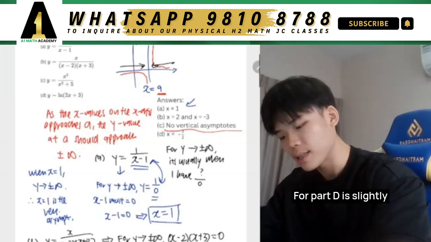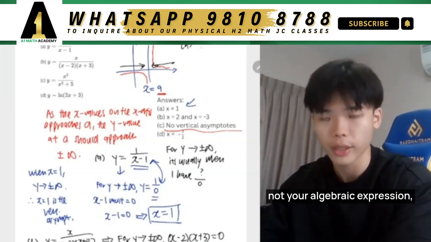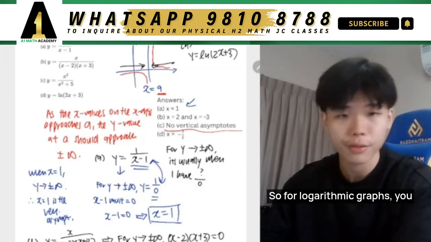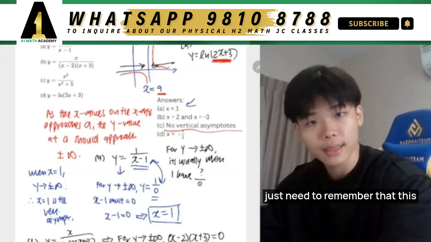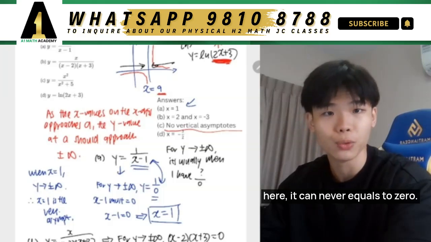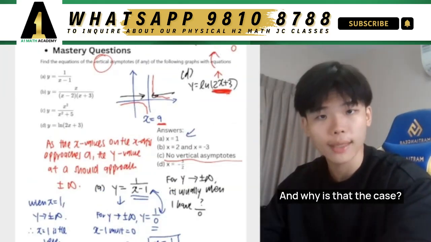Okay, part D is slightly more interesting. It's slightly different because it's not your algebraic expression. This is y equals ln here. So for logarithmic graphs, you just need to remember that this inside here, this value over here, can never equal 0. Okay, so it can never be 0. And why is that the case?